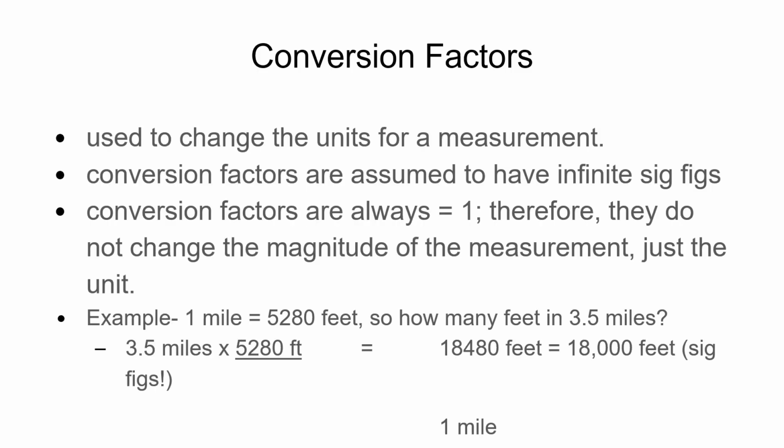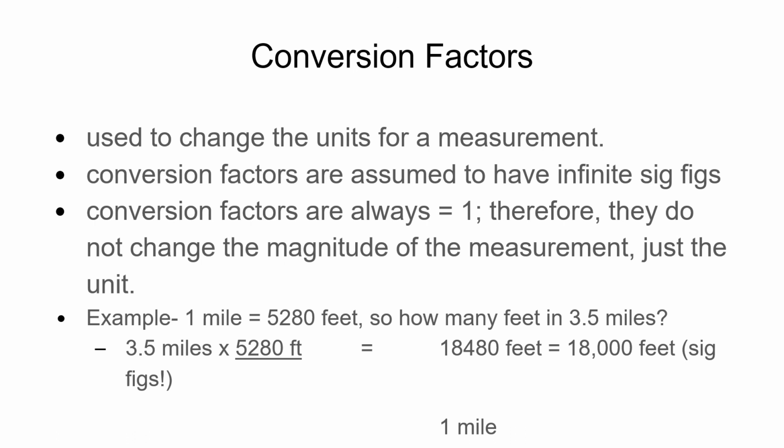Frequently with your measurements, you'll have to use conversion factors. When you're using conversion factors, you can change the units for a measurement. Conversion factors are always assumed to have infinite significant figures, and these are the conversion factors themselves, not the numbers measured involved. Conversion factors are always equal to 1, so they don't change the actual magnitude of the measurement, just the unit. Therefore, the precision stays the same.